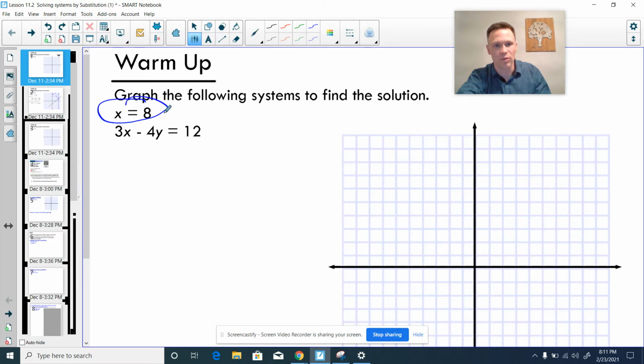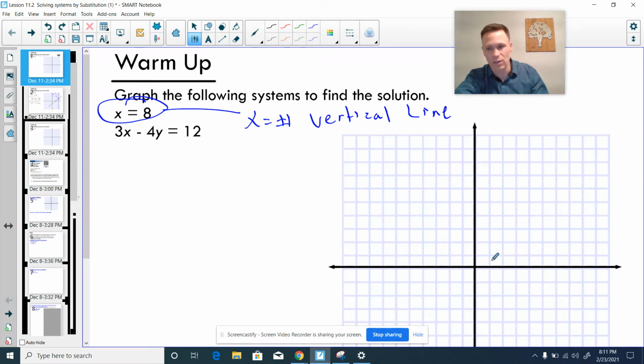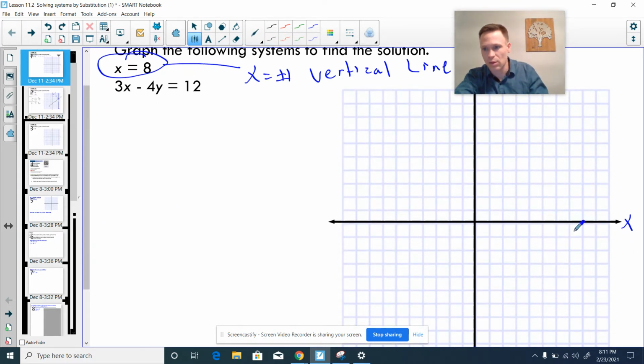So you should remember from previous lessons that if I have an equation that is x equals a number, that is a vertical line through whatever the number is, right? So in this case, it's 8. And so 8 is right here on the x-axis. And so I will draw a vertical line through 8. And there it is.